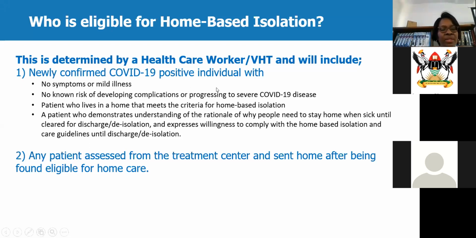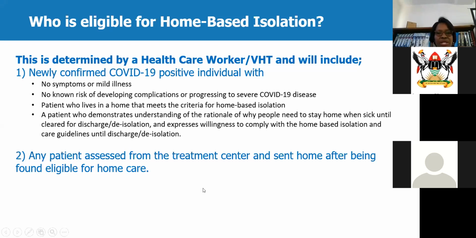Next, you'll see patients coming back to the hospital with diabetic ketoacidosis, and that is what this statement is trying to avoid. Then patients who live in a home that meets the criteria for home-based setting, that is another criterion. And then the patient should demonstrate understanding of the rationale of why they need to stay in the home when they are sick until they are cleared for discharge or de-isolation, as we shall see. And they should also express willingness to comply with the home-based isolation guidelines until discharge or de-isolation. This is really to stop the chain of transmission to other community members.